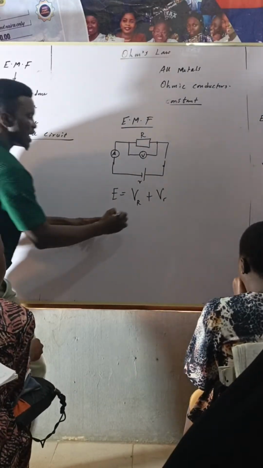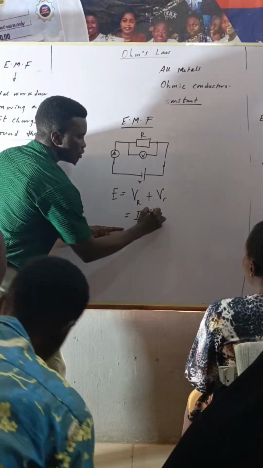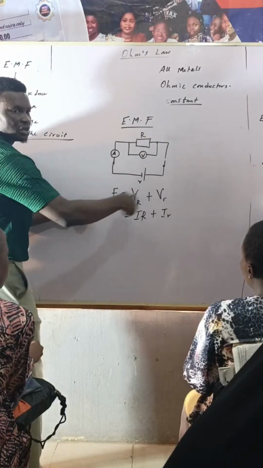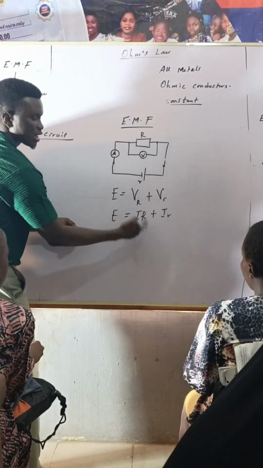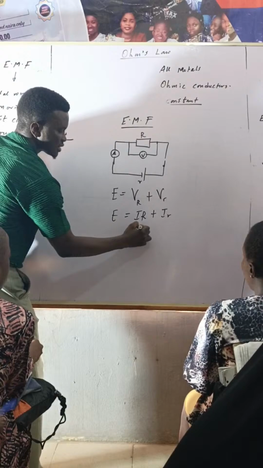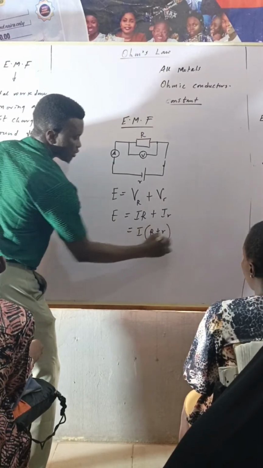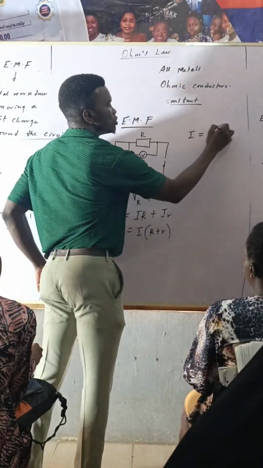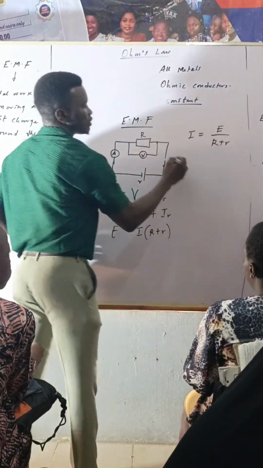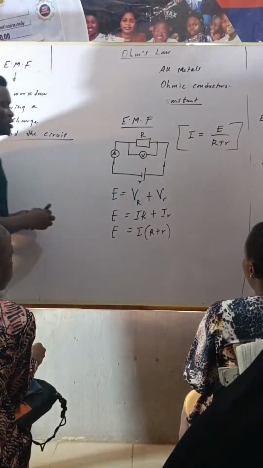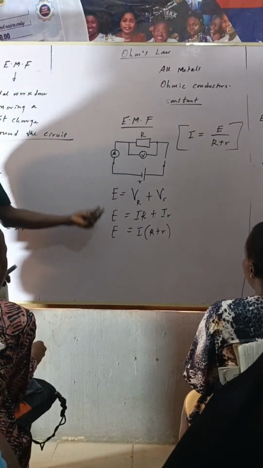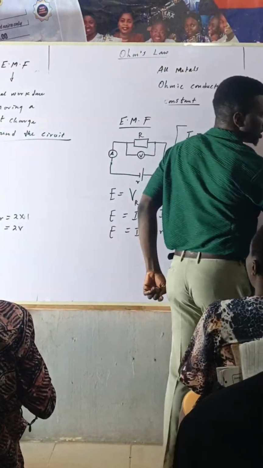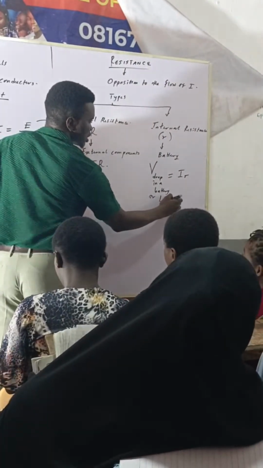So at the end of the day, that's going to give me IR plus Ir. But both of these are in series, so my I comes out as the same current. So I can say I into (R plus r), and that will give me my E. So from here I can say I is equal to E over (R plus r). I is the current flowing through the circuit, E is the total EMF of the battery, and V sub r is the voltage drop in the battery, or lost voltage.